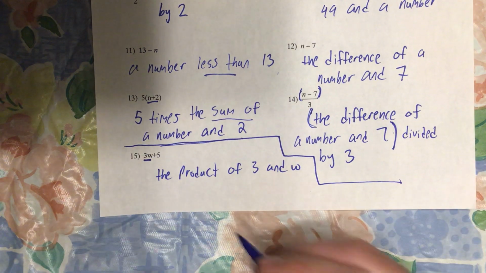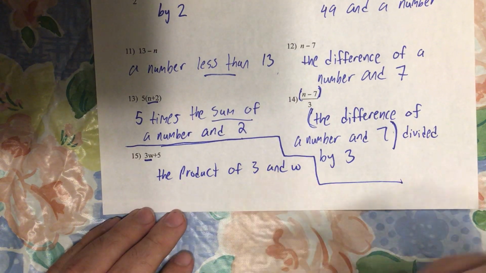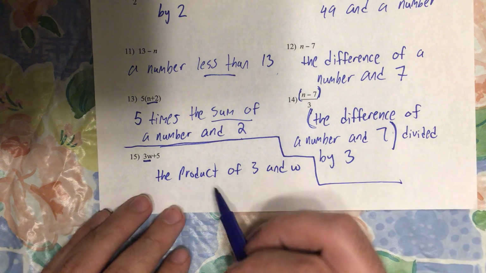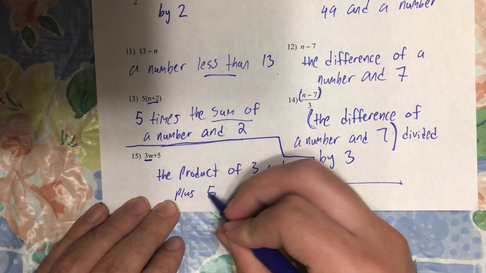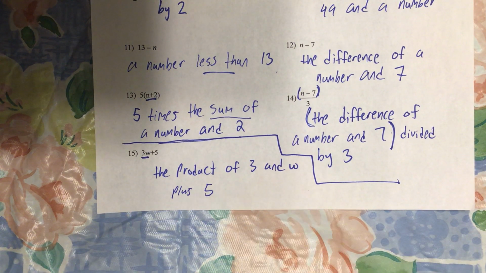We also have plus 5. So you can say plus 5, or you increase by 5, or whatever. I'm just going to say plus 5. Here you go. Product of 3 and w plus 5. Boom, right there.